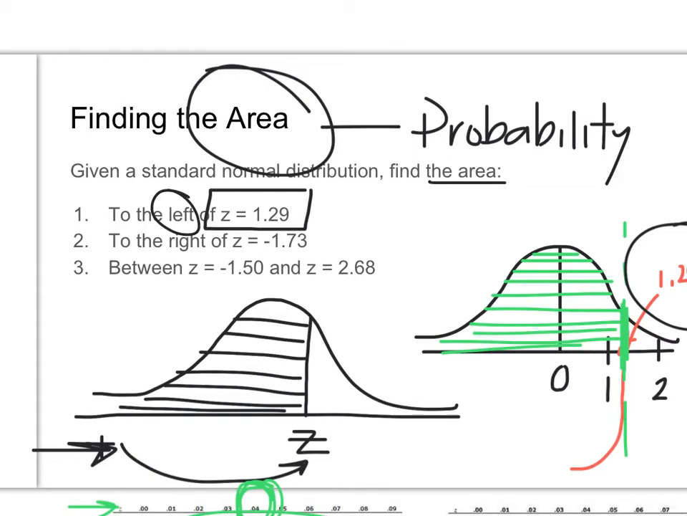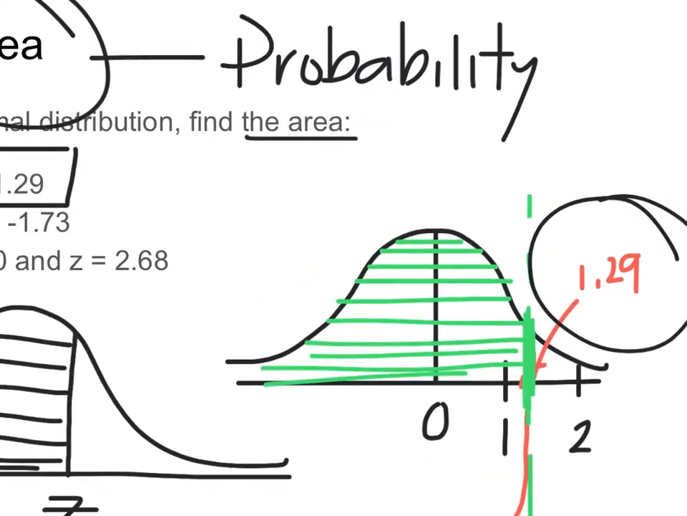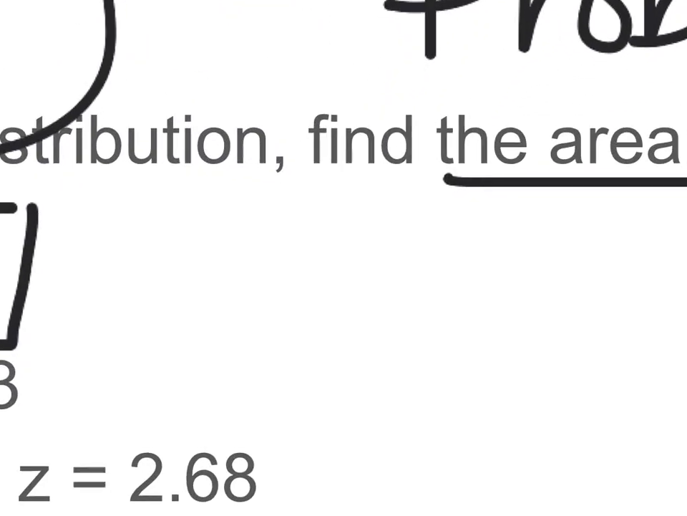So what if I ask you to find the area to the right of a certain value, z equals negative 1.73? How to find the area to the right will make use of the idea of how to find the area to the left. So to illustrate, take note, what we want to use is z equals negative 1.73.